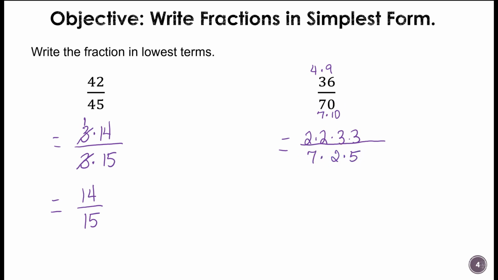And you see that the only common factor we have is a 2. So we're going to remove a 2, which equals 1. You multiply what's left, so 2 times 3 times 3 is going to be 18. 7 times 5 is 35. And that's the end of this lesson.